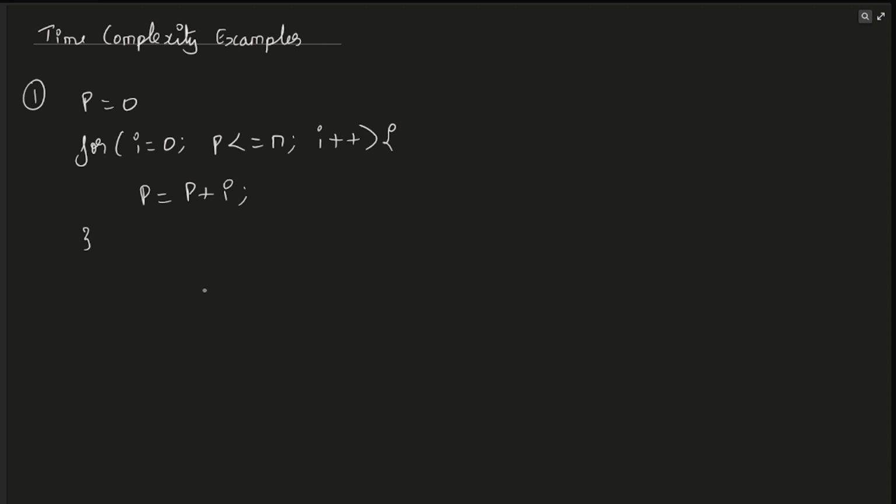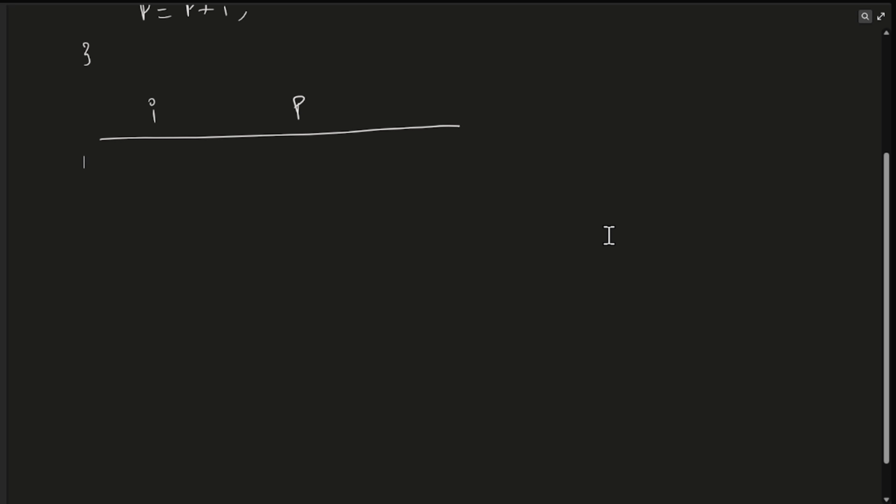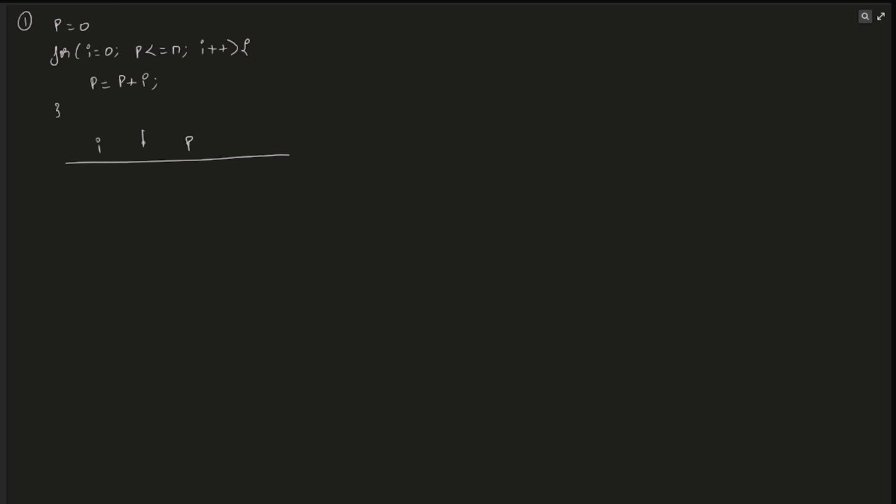For this case, I'll just consider a table and we'll try to dry run for each iteration. We have variables I and P. In this case, let's consider n as 5. I starts from 0, 0 is less than or equal to 5, which is true. Now the statement inside the for loop gets executed. P gets updated to 0 plus 0, which is 0.